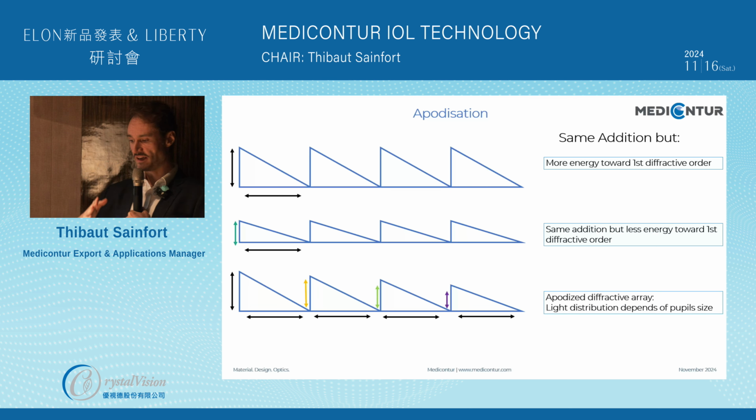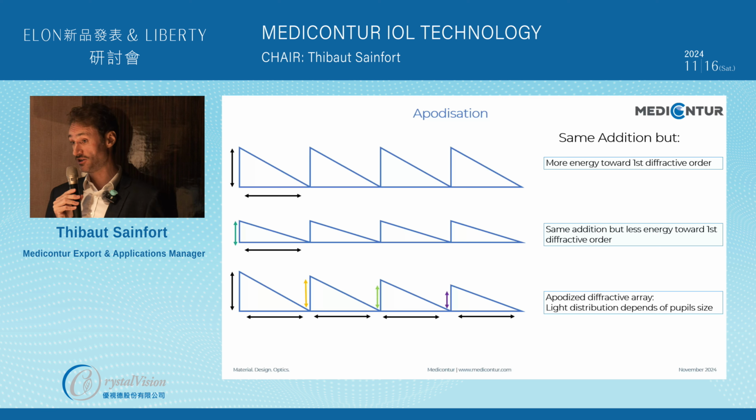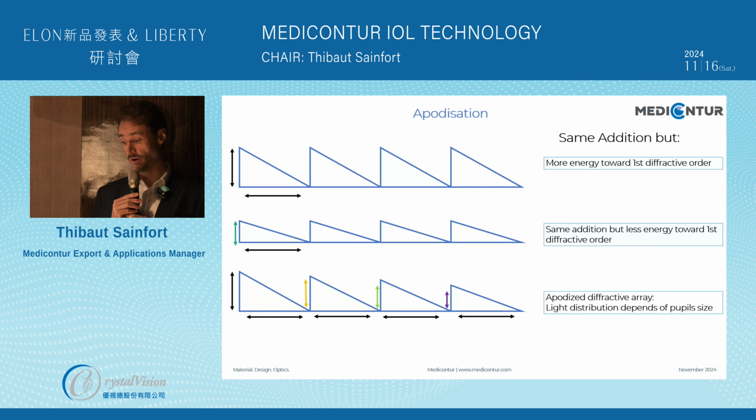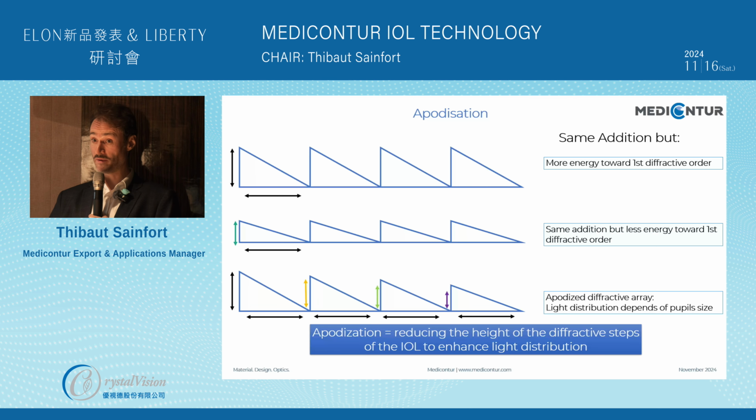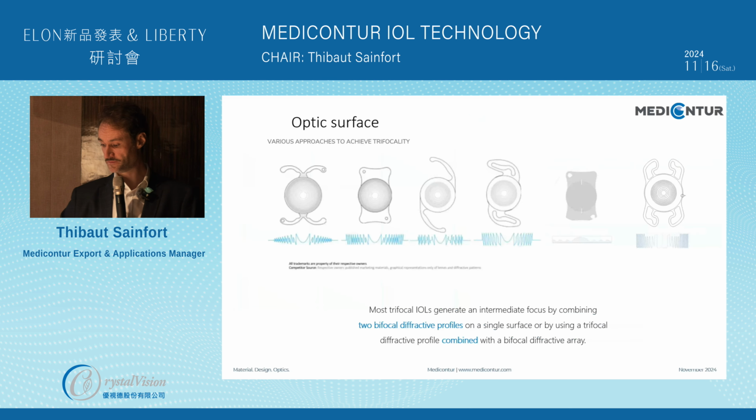So if you have a design, what is apodization? Apodization is the decrease of the heights of the steps from the central part of the lens to the peripheral part. Like this, you can distribute the light differently regarding the pupil size. The Liberty lens is an apodized lens, so it makes the lens sensitive to pupil size, but we can optimize light distribution in such a way.